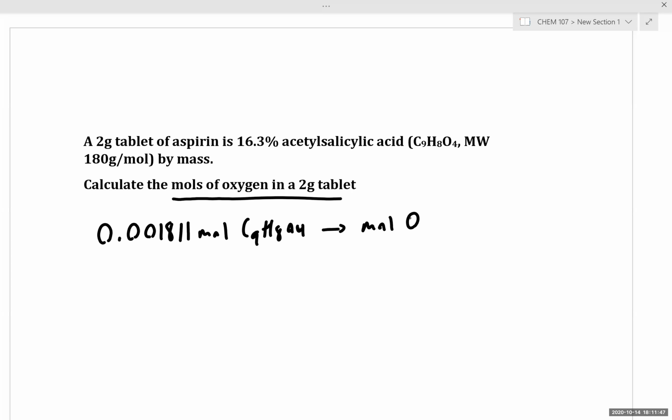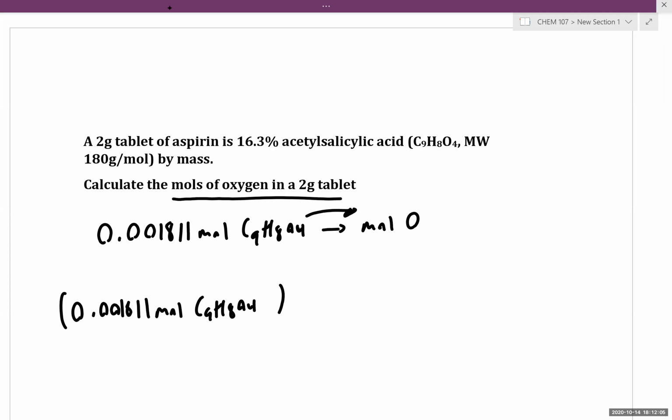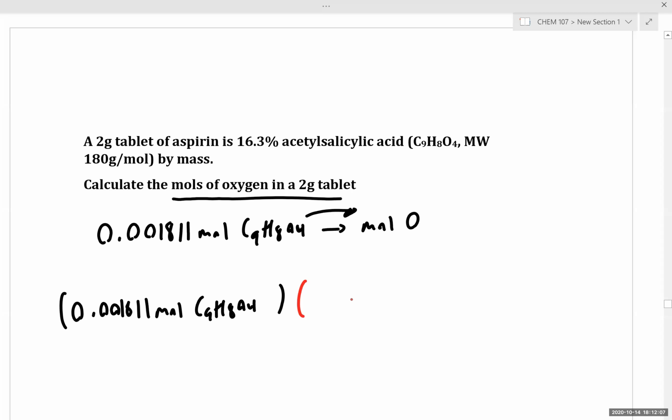Okay, so let's discuss this example. So to go from the moles of a compound to the moles of an element, we use our formula ratio. So we have 0.001811 moles of acetylsalicylic acid. And my question to all of you is, in our formula, how many moles of oxygen do we have in 1 mole of our compound? 4, yep. Exactly right. Everyone see the 4 oxygens?